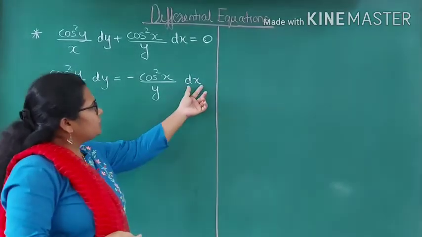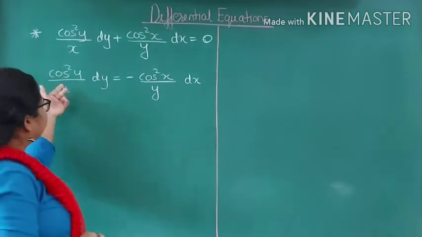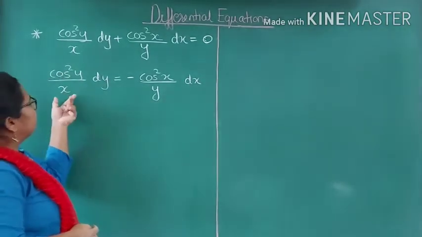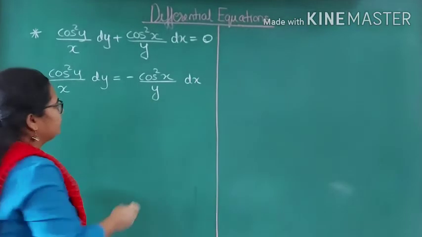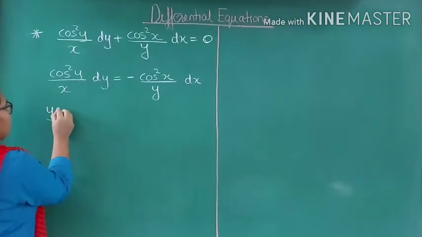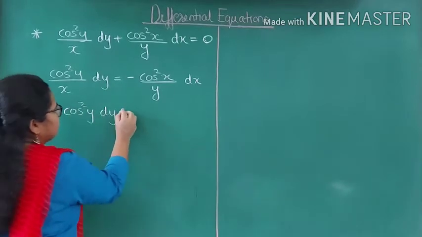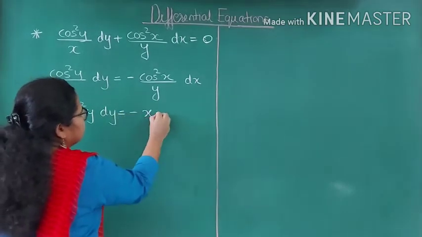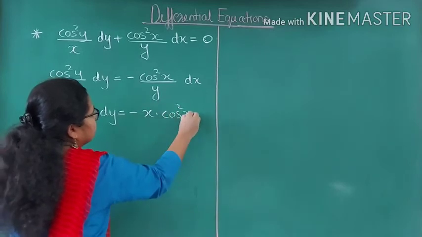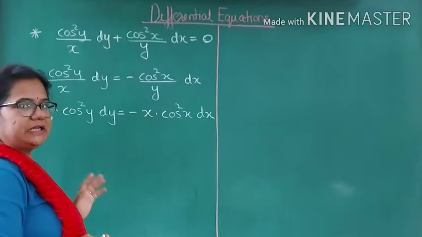Yes, so your differential is dx, cos square x is there, we don't want y. So, ultimately we have to take y on the other side. Similarly, x we will have to take on RHS. So, just cross multiply the denominators only. So, this will become y into cos square y dy is equal to minus x into cos square x dx. So, variable separation has been done.